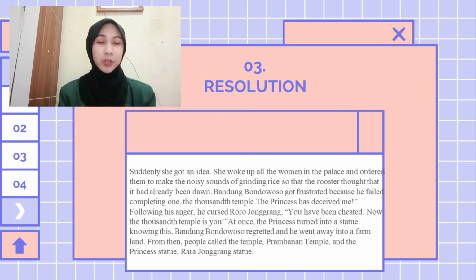Three is resolution. The resolution is: suddenly she got an idea. She woke up all the women in the palace and ordered them to make the noisy sound of grinding rice so that the roosters thought that it was already morning. Bandung Bondowoso got frustrated because he failed to complete the thousandth temple. "The princess has deceived me."